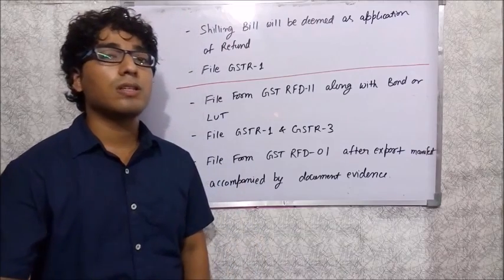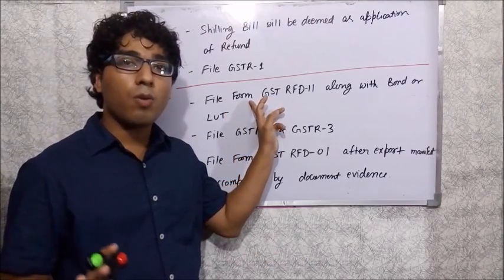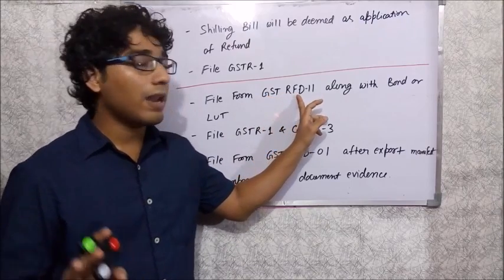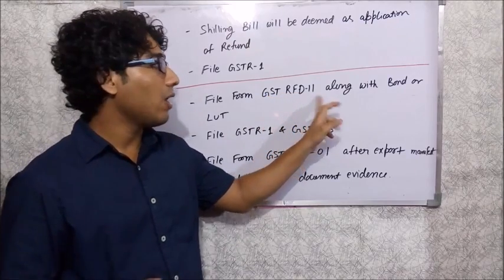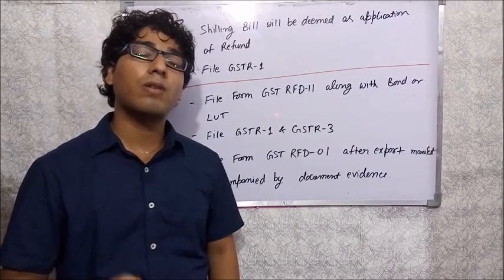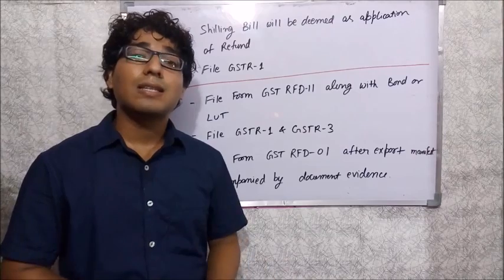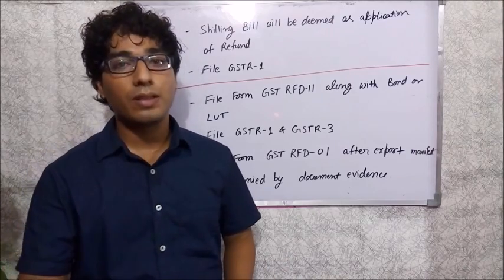Now the procedure of refund is like this. First you have to fill the form GST RFD 11 along with the bond or letter of undertaking. But now the question is how to fill out the bond or the letter of undertaking, or what exactly is that. So we will discuss that in the next clip.